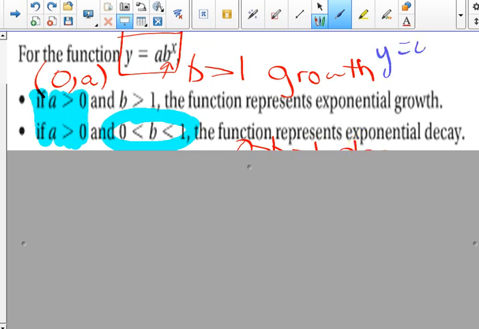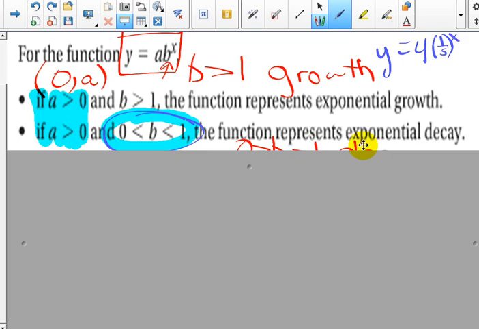I heard 4 first, and then I heard 5. So I'll use 5 for my b value. But wait, 5 would mean we've got a growth, right? Let's pick a b value that creates a decay. So it's got to be between 0 and 1. How about a fifth? 1/5, okay? Which is 0.2 to the x power.